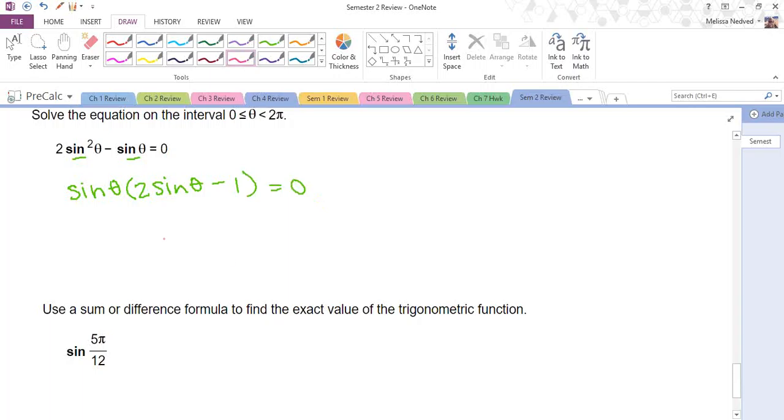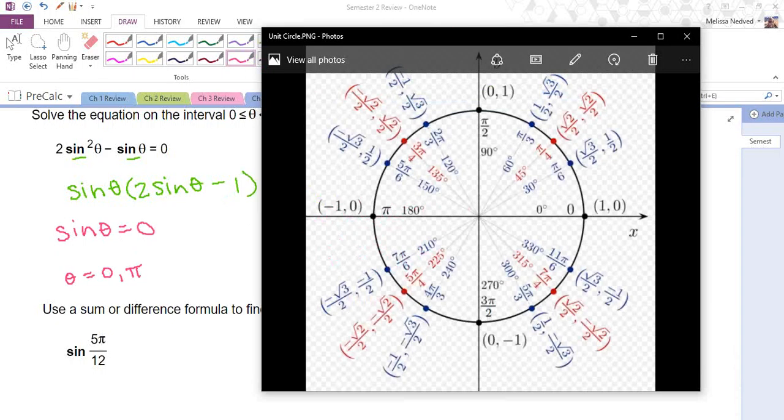Now we're going to use the zero product property. Set each of those equal to 0 and solve for theta. Sine theta equals 0. 2 sine theta minus 1 equals 0. And solve. Where on my unit circle is sine or y equal to 0? That happens at 0 and pi. Over here, I'm going to add 1 to both sides and divide both sides by 2, which gives me sine theta equal to 1/2.